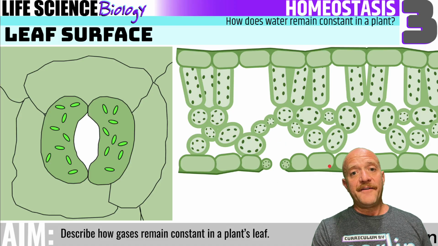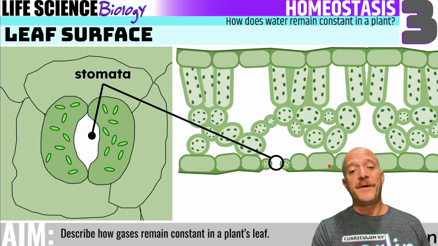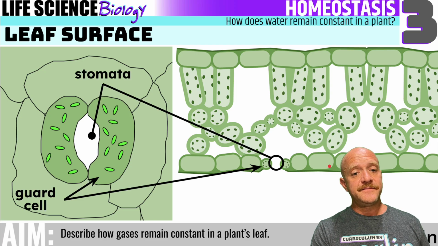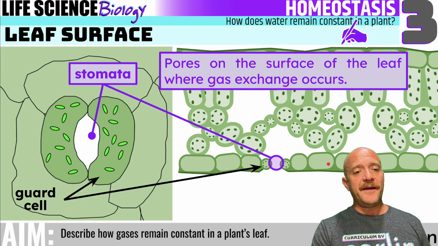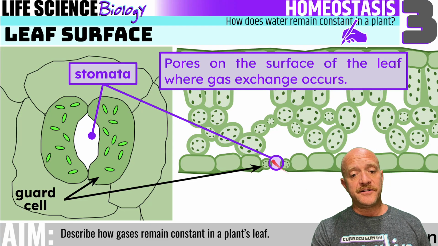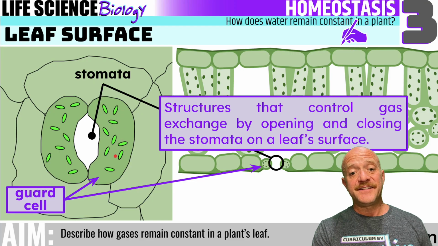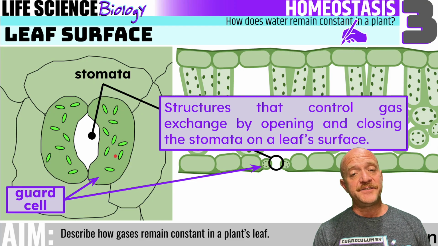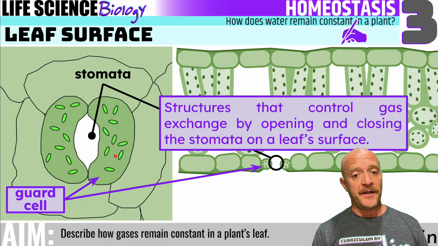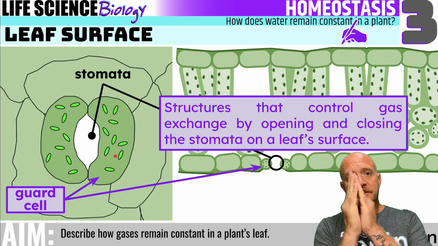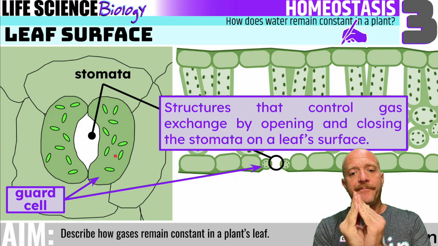You don't really have to know all of the structures except for a couple of them. You need to know the stomata and the guard cells. So the stomata are pores on the surface of a leaf where gas exchange occurs. So it is a pore, it is an opening, it is a hole. And the guard cells are structures, these are cells, that control gas exchange by opening and closing the stomata on a leaf surface. So they're opening and closing like that.